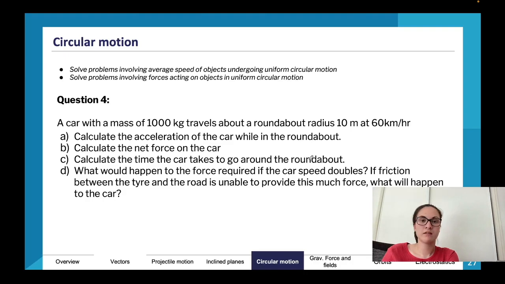And this covers the criteria that's above that. So solve problems involving average speed of objects undergoing uniform circular motion, and solve problems involving forces acting on objects in uniform circular motion. So it's really integral that you understand how to do these kinds of questions, because they are multiple step. Everything we're doing today, all these questions are multiple step questions.